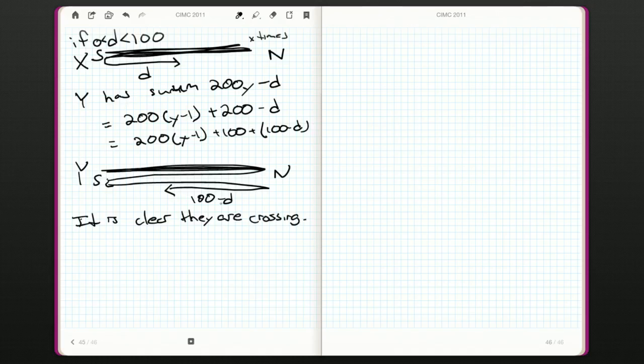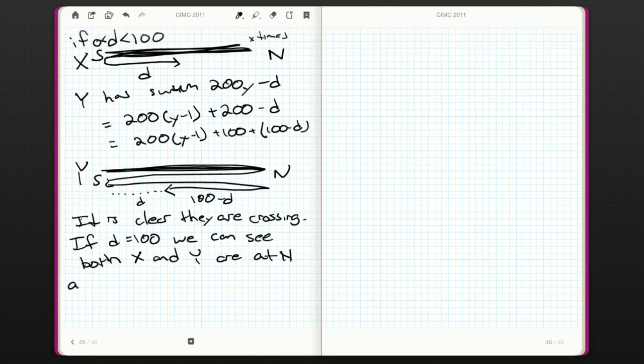So it's clear that they're crossing. He's gone 200y minus 1, then he's gone to 100 after that. So he's gone back and forth to S, then over to N, then to 100. 100 minus d happens to be distance d away from S, so they're going to cross, and they're going in opposite directions. So the case d equals 100 is just as easy as the case with d equals 0.